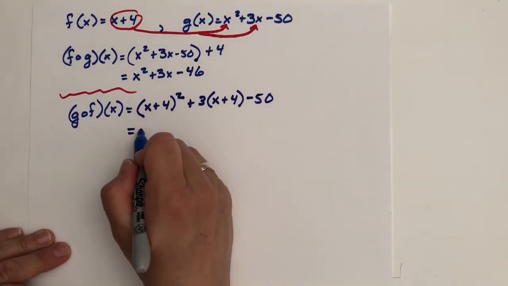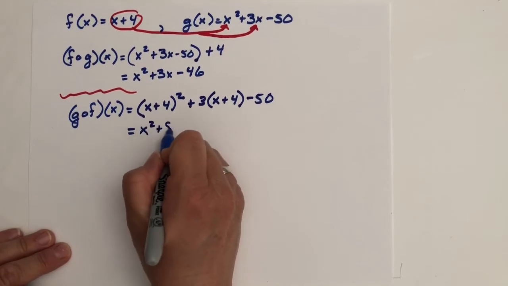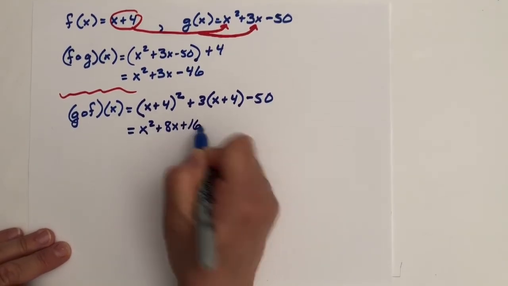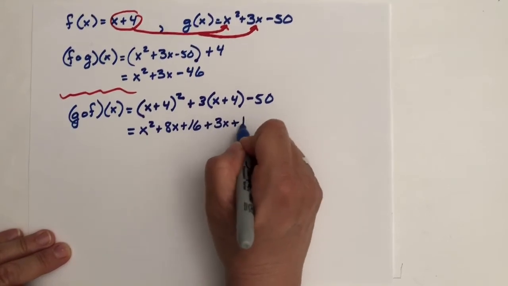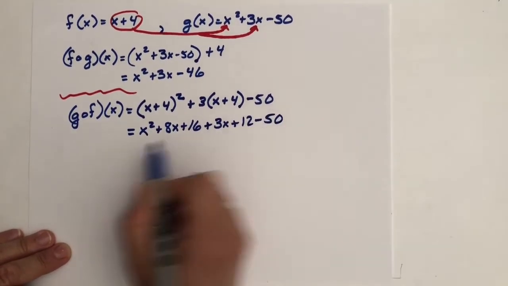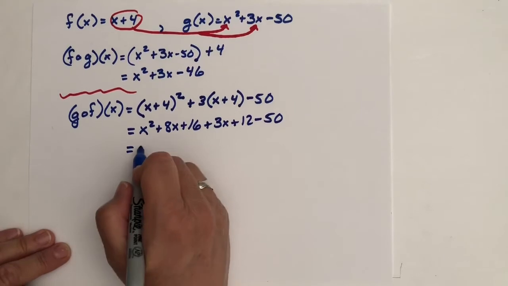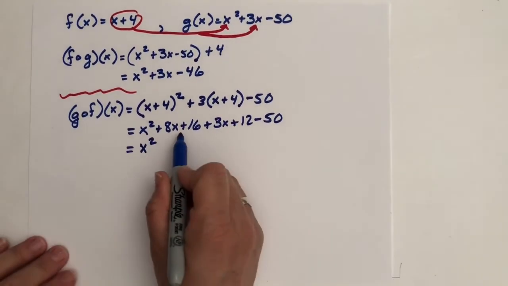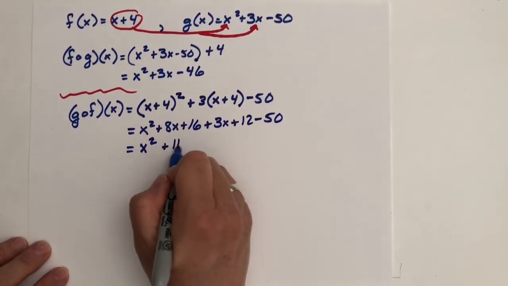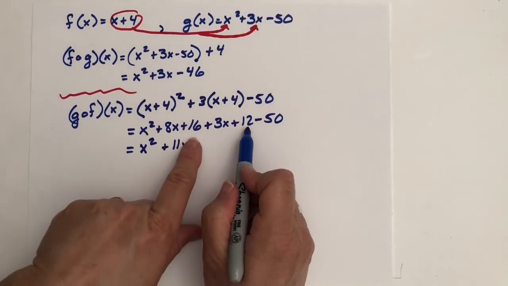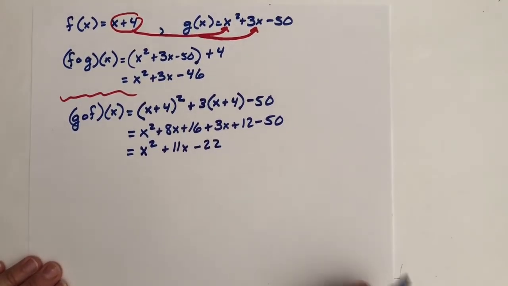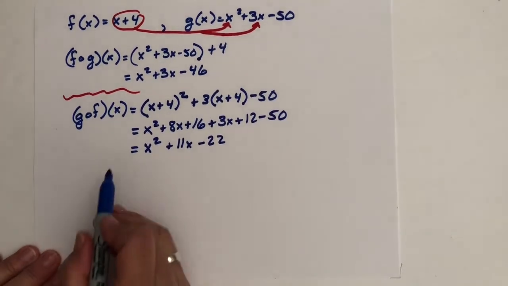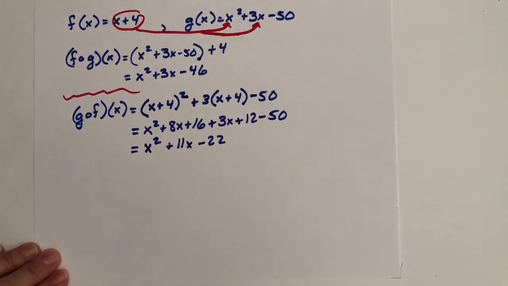So we square the binomial. Again, go to scratch paper if you need to. Distribute the 3. And then we have some tidying up to do here. We have x squared plus 11x. And what do I have? 28 minus 50. Negative 22. And we have the composite function.